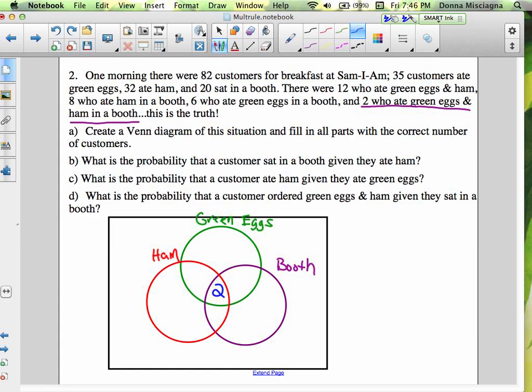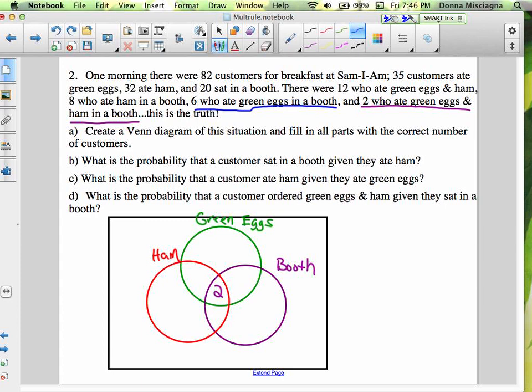All right, so right off, well, actually, let's read backwards. Actually, you know what I should do? Just to even make this clearer, I am going to color code. So I underlined in purple, I will write this in purple. And then I underlined in blue, I will write the number in blue. All right, so there were 6 who ate green eggs in a booth.